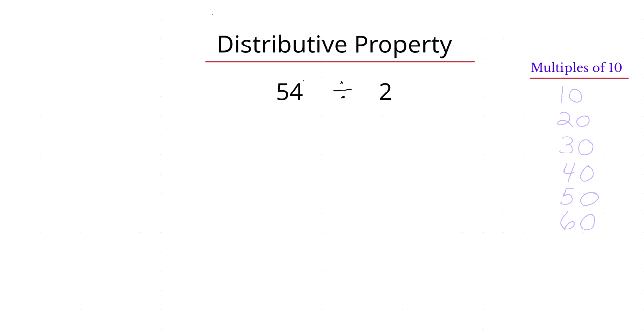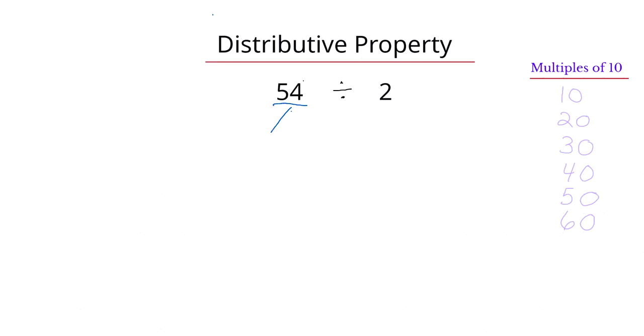Those are called multiples of 10. Why? Because they end in zeros and you're counting by 10. Now, the number 54, we're going to break into two numbers. This is how distributive property works. You take the bigger number. Here, the bigger number is 54. And you're going to break that into two numbers.